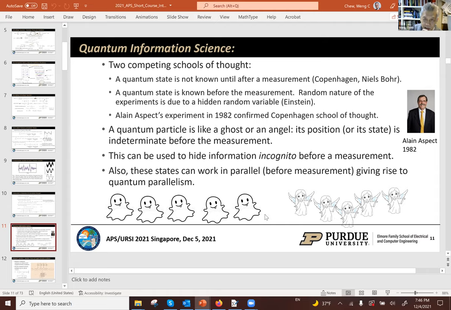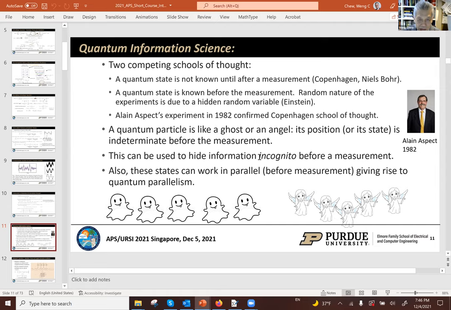Okay? This is wonderful for many physicists because this can be used to hide information incognito before a measurement. So if I can use this hidden information, I can use that for a quantum communication system, okay? There's one very important thing.